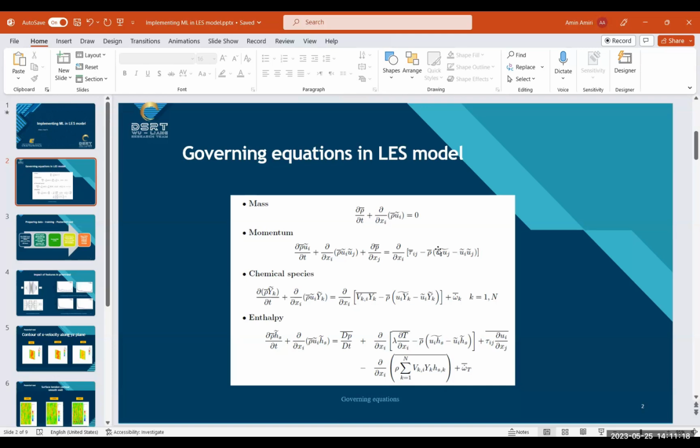What's the difference between I and J? This is a tensor notation. I is from 1 to 3, for the X, Y, and Z directions. For example, U1 is the velocity in the X direction, U2 in the Y direction, U3 is the velocity in the Z direction. I see. That's a tensor. Yes.